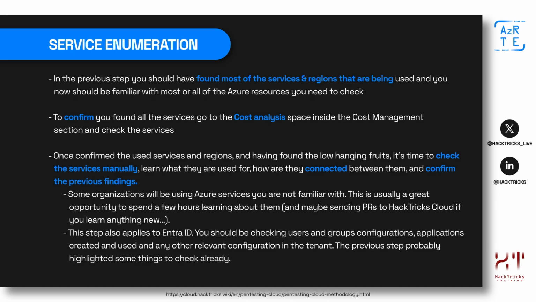Once confirmed the used services and regions and having found the low-hanging fruits, it is time to check the services manually, learn what they are used for, how they are connected between them, and of course confirm the previous findings. If a finding is given by an automatic tool, you should be confirming it before sending it to be fixed.